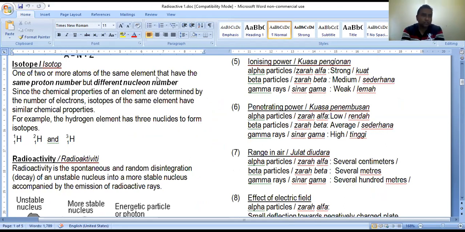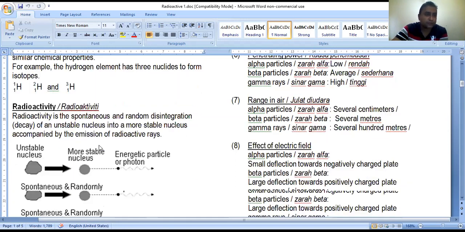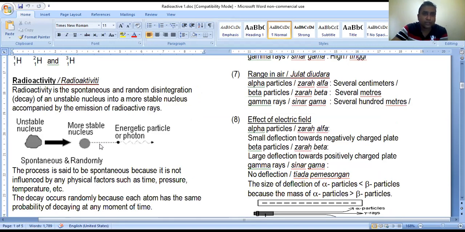Now next we look at isotope. Isotopes are atoms with the same proton number but different nuclear number. An example is hydrogen, where you have the same proton number but different nuclear number. Now next we look at radioactivity.